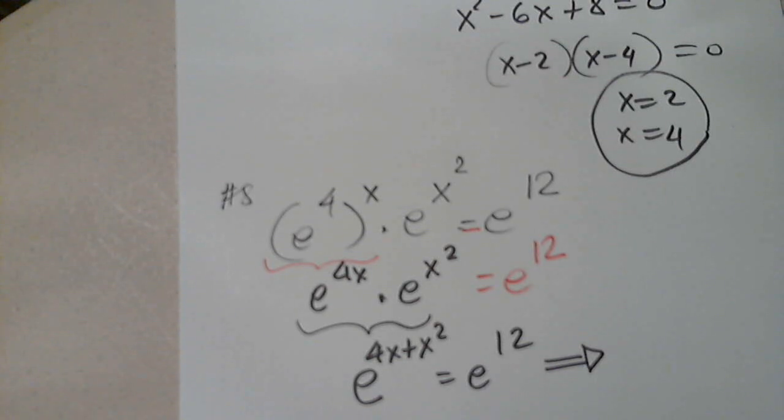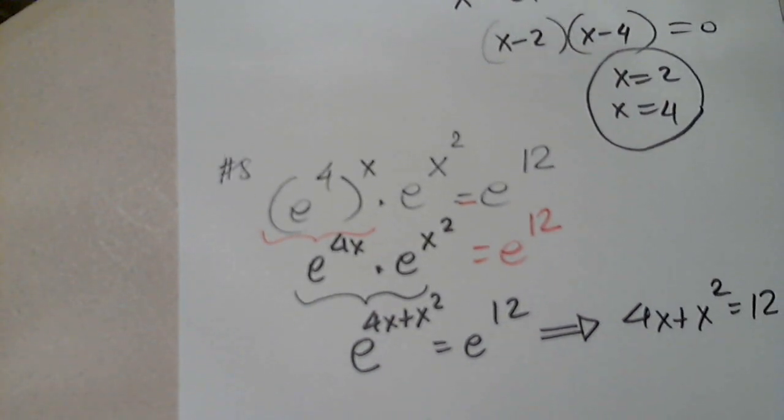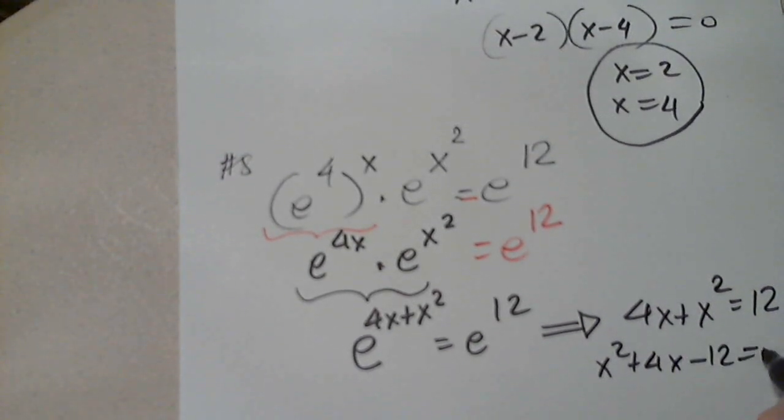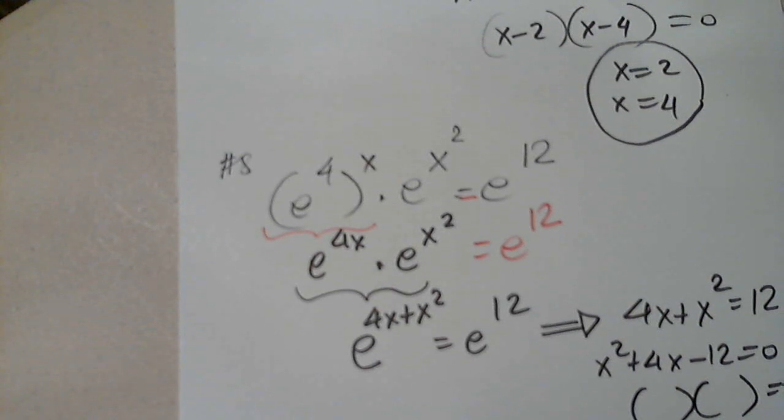How do I continue? Anyone? 4x plus x squared must be equal to 12. That's it. There is no other way. X squared plus 4x minus 12 equals 0, and I will factor. It's an exponential equation. It's legit. I don't have to check unless I want to. Unless I have doubts about my steps, whatever. But checking is not part of the solution.